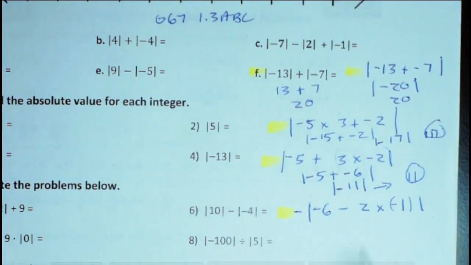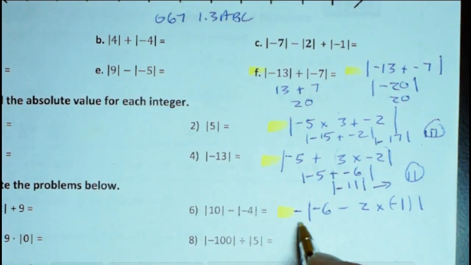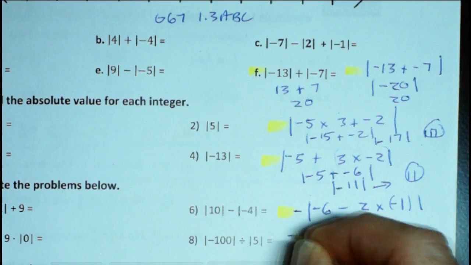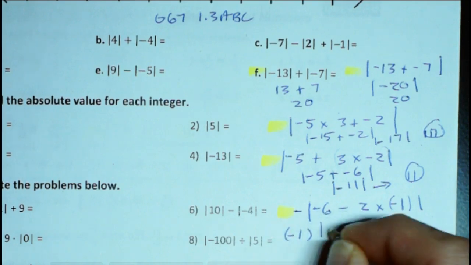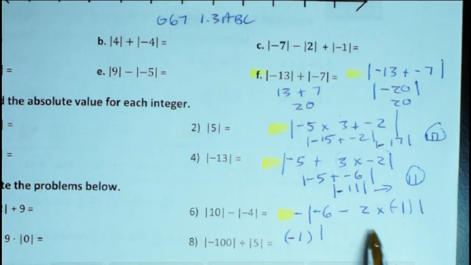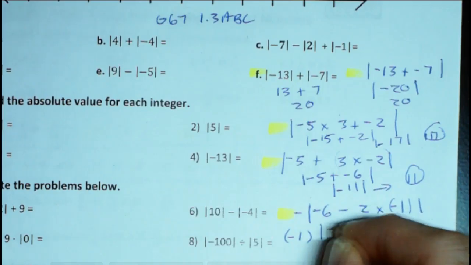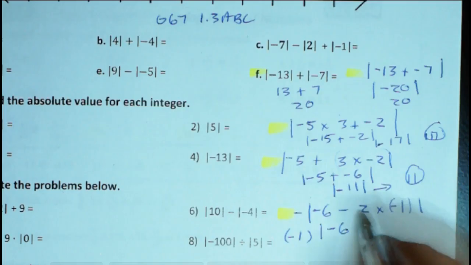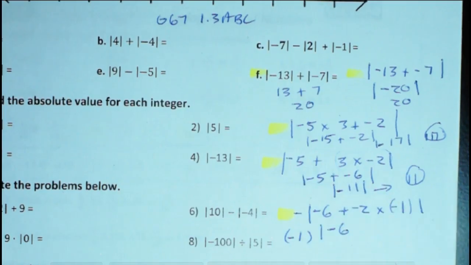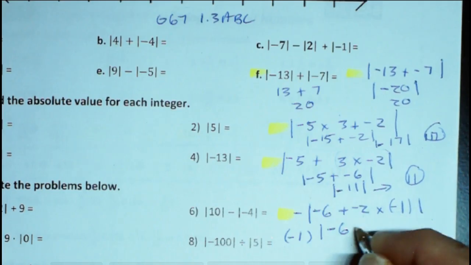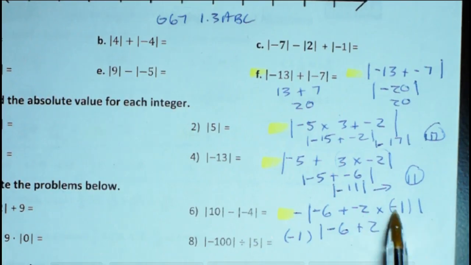Okay, here's one more. Oh boy, now we've got this guy here. Well, this really means a negative 1 times whatever we have inside the absolute value bars. So we have negative 6 minus 2 times a negative 1. But we have to do the multiplication first. So a negative 6, and this is really plus a negative 2, right? So we really have a negative 2 times a negative 1. This is really a positive 2. So we really have a negative 6 plus 2, because a negative times a negative will give us a positive.